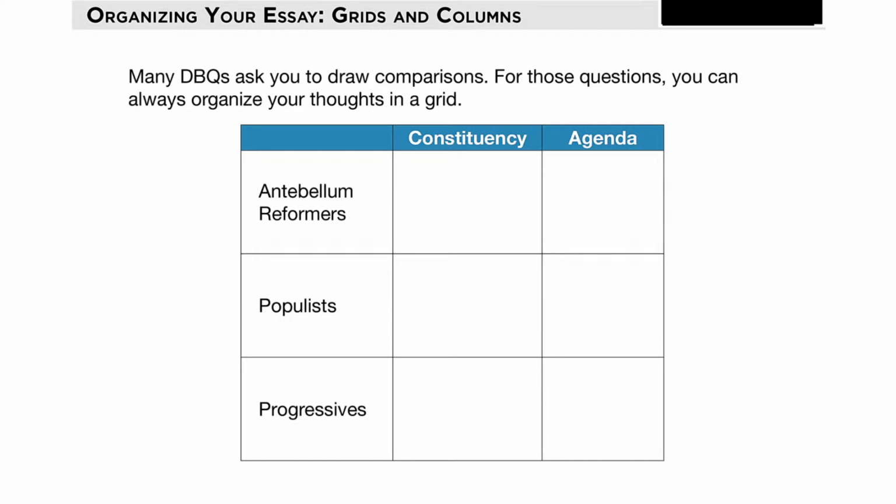grid form. For instance, we're really dealing with three different groups of people: the early antebellum reformers, the populists, and the progressives. And the question specifically asks about their constituency and their agenda. So it would be helpful to just jot those things down in a list form, because these people may have had some of the same constituencies. So there could have been some continuity, but they could have also had some different people involved as well. And then again, with agendas, some of their agendas may have been similar, some of them may have been different.